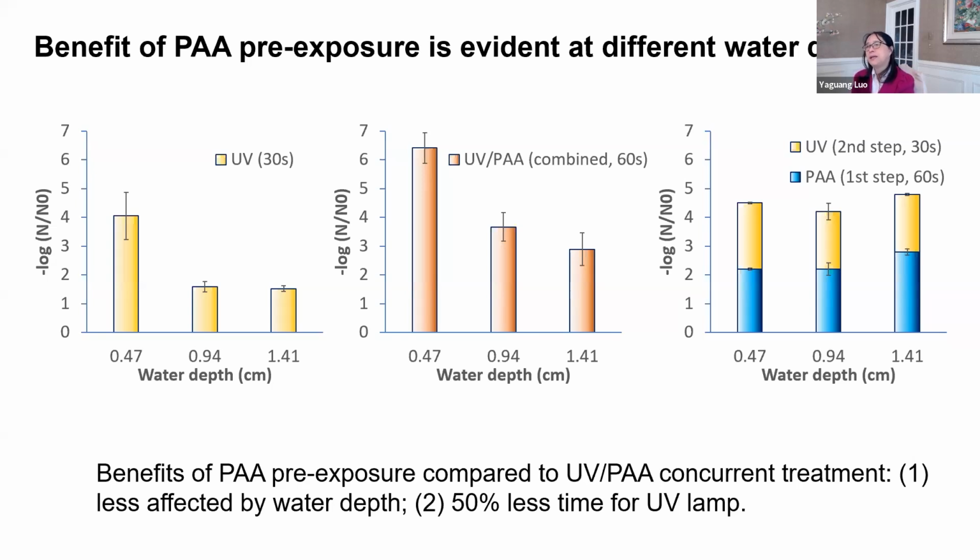followed by subsequent UV treatment. So in this chart, we have the UV alone for 30 seconds, and we have the UV and the PAA combined. And here we have a sequential treatment of PAA followed by UV. As you can see here, when the water depth is not high, we don't see a benefit. Actually, there was a slight reduction in this shallow water. But then when we increased the water depths, we saw a substantial improvement by doing the sequential treatment of PAA followed by UV.